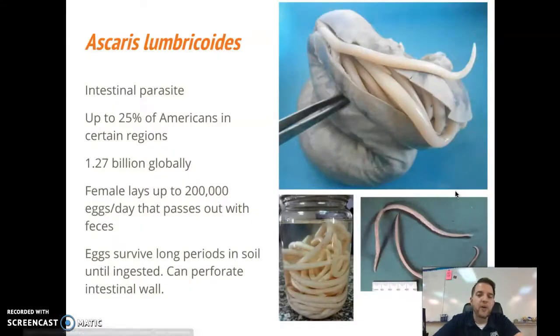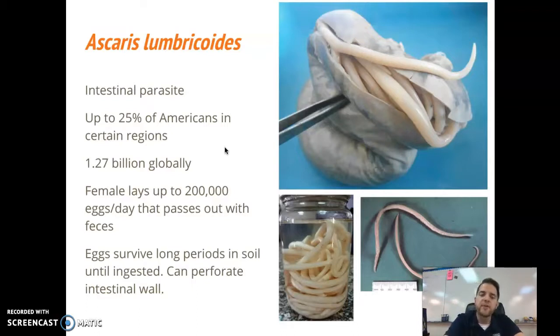So instead of actually going into the classes of nematodes, because there are too many and they are changing right now, we're just going to mention a few of the common ones. We don't need to memorize their names, but we want to talk about how they work. This particular one is an intestinal parasite in humans. In certain areas of the country, up to 25% of the people have this parasite, and about 1.27 billion people around the world have it. So it is relatively common, which is upsetting.